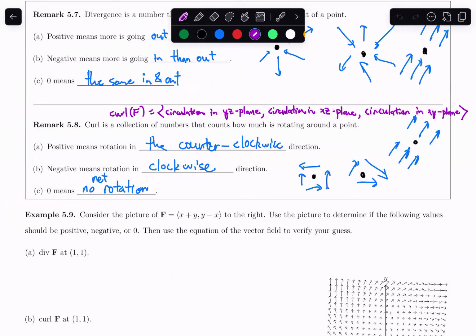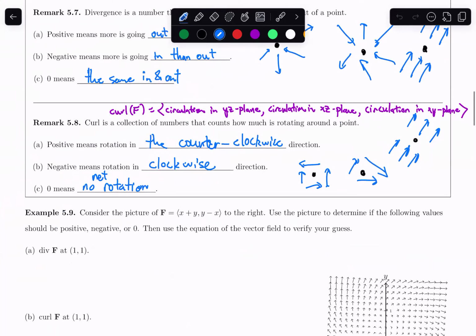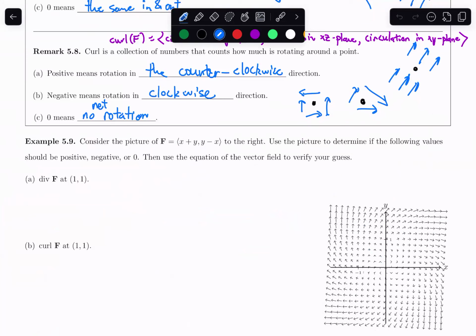So I would like us to, given a picture of a vector field, be able to, at least by looking at it, determine if we have a positive or negative divergence, and if our curl is positive or negative in each component. And then, of course, it'd be nice to be able to verify. So I've also given us the equation for how I generated this vector field, and then we can do the calculation and see if our guesses were correct. First, though, use the picture to determine if the following value should be positive, negative, or 0.